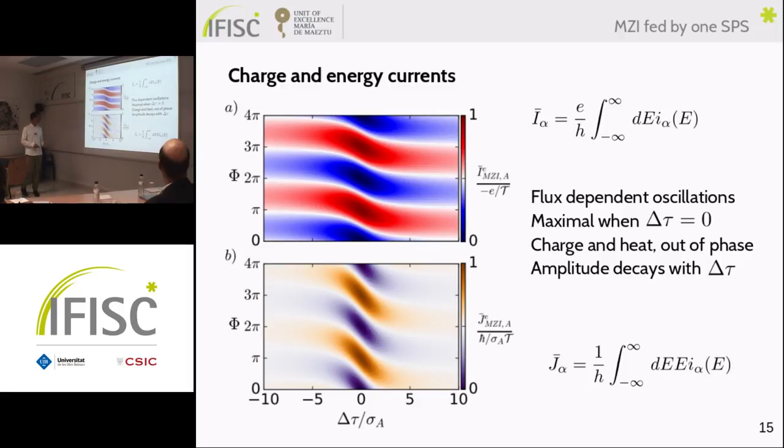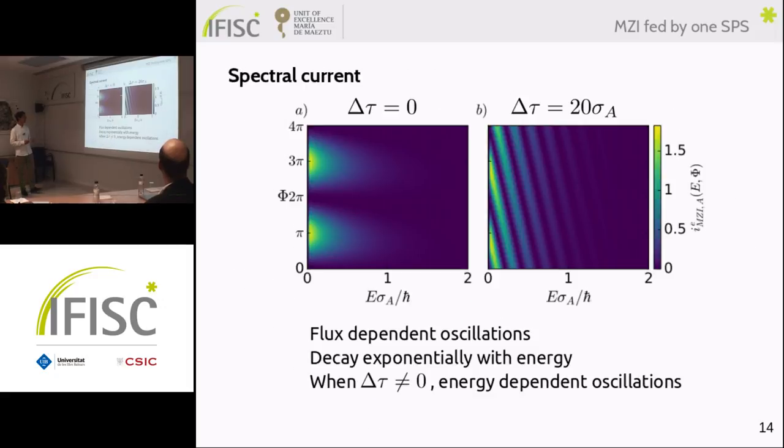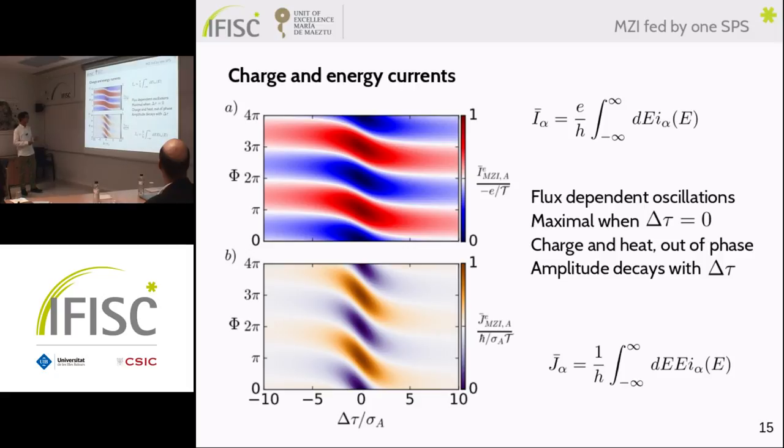But also you can interpret it just from looking at these integrals. So from the spectral current, since we have here oscillations, this means that for the detuning, you will have less and less oscillations all the time when you integrate over energy. So we have two interpretations, a particle-based interpretation and a wave-based interpretation.